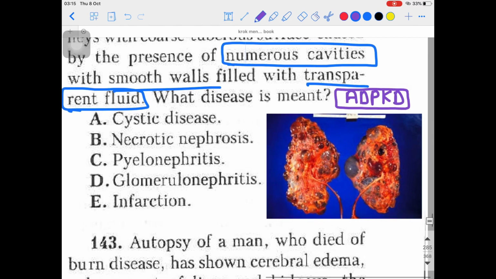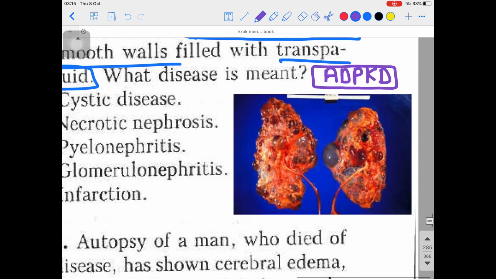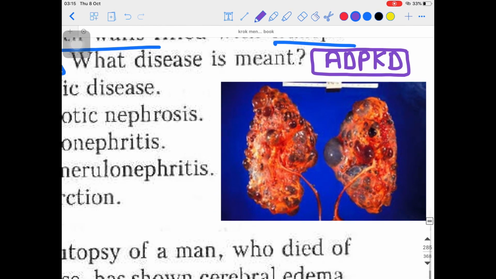And I have inserted an image for you so that you can really have an idea about this. You can have a look at the kidney, and these ones I am talking about, this one for an example. Many cyst cavities can be there, and inside them there can be transparent fluid. This is polycystic kidney disease. Because many cysts are there, so polycystic kidney, because the disease happens in the kidney. So this is ADPKD, autosomal dominant polycystic kidney disease.